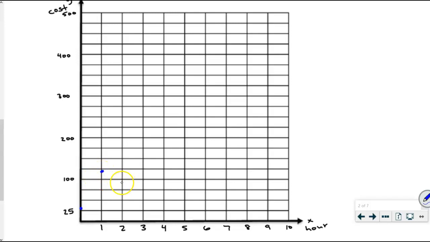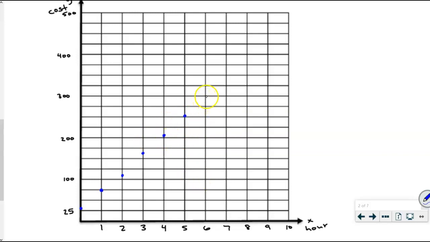2 hours. Oh, I'm making mistakes here. 1 hour is 75. 2 hours is the 120. 3 hours is 165. So here's 150, here's 175, so it's going to be in the middle of those. 4 hours is 210, so here's 200, it's going to be a little bit higher than that. 5 hours is 255, so 200, 225, 250, going to be just a little bit higher.